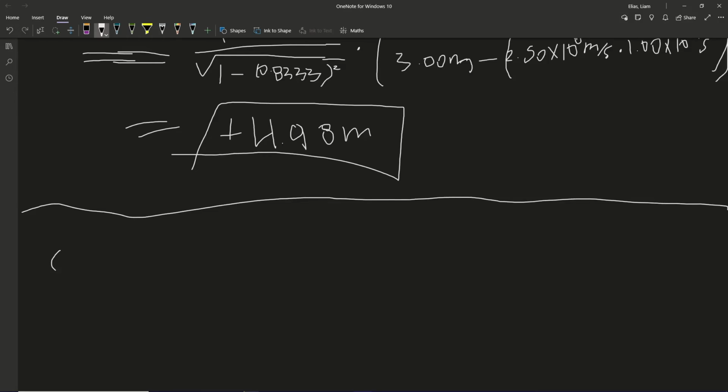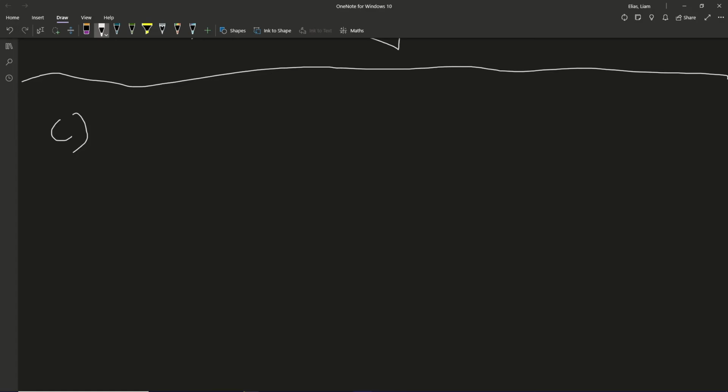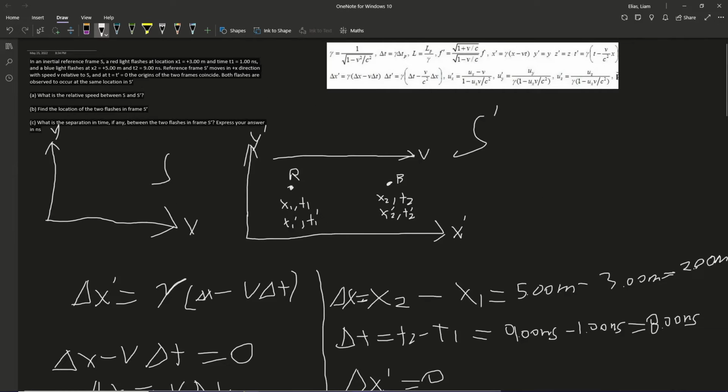And now we will move on to part C of the question. Alright, and lastly we'll look at part C here. So C is: what is the separation time, if any, between the two flashes in frame S prime? Express your answer in nanoseconds. So we know the two events occur in the same location in S prime, but now this question wants us to find if they happen at the same time in S prime, or if they don't, what's the separation between the times of the two events? So basically, how much time passes between the two events in S prime.